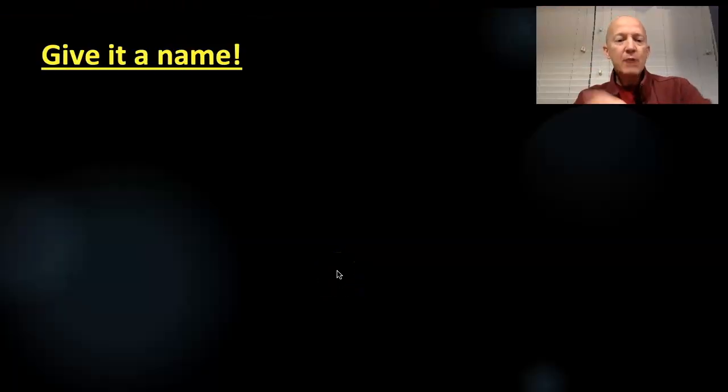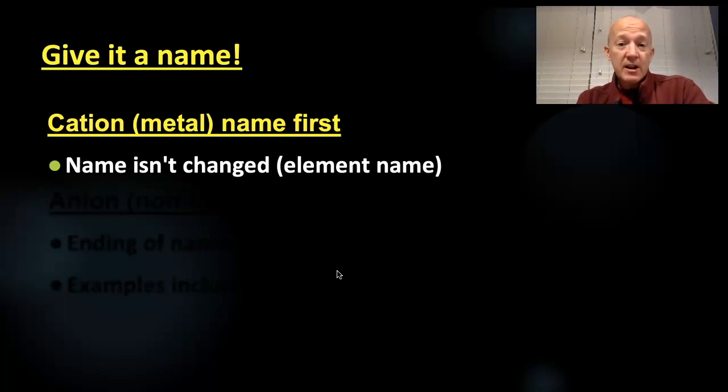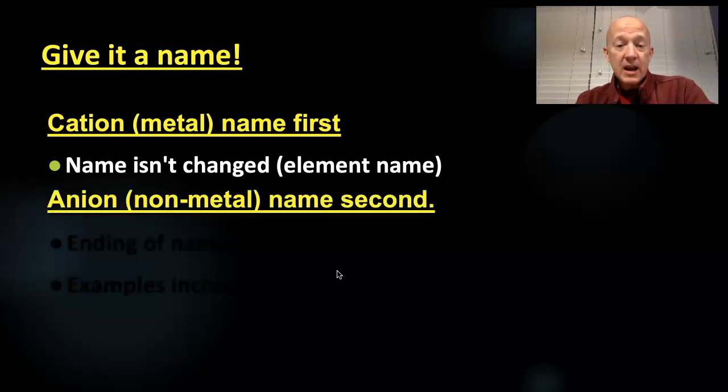So now, how do we name it? Let's give this a name. The first thing to remember in writing binary ionic compounds, in other words, compounds that have only 2 types of elements, is that the metal or cation is named first. So the cation, the metal is named first. And by the way, the name of that element is not changed. We'll just call it magnesium or sodium or calcium or what have you. After the metal, the nonmetal is named second, or the anion is named second.